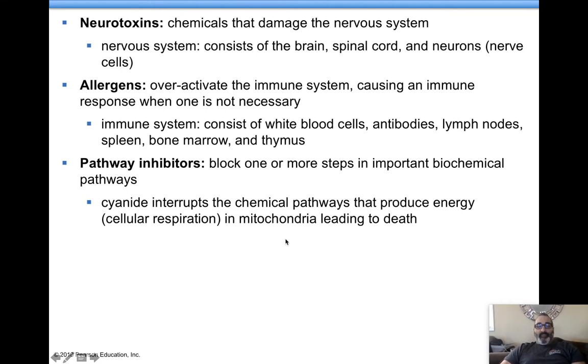Pathway inhibitors, another type of toxin. These block steps of biochemical pathways. A common one is the pathway called respiration, where we want to produce energy. Cyanide is a very severe poison. I believe it's one type of rat poison, but it can kill just about anything. What does it do? Well, it interferes with our pathway to produce ATP, or energy, cellular respiration. So that would lead to death if you can't make energy.